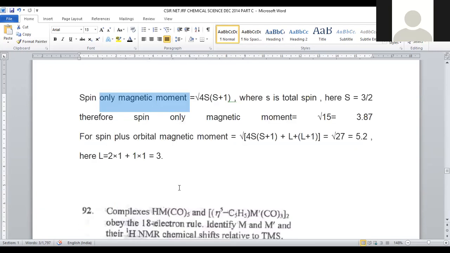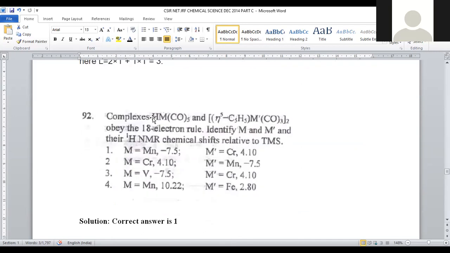Let us move on to question number 92. The complexes of the type (C5H5)M(CO)n and (C5H5)M'(CO)m, with CO taken thrice and twice, obey the 18 electron rule.